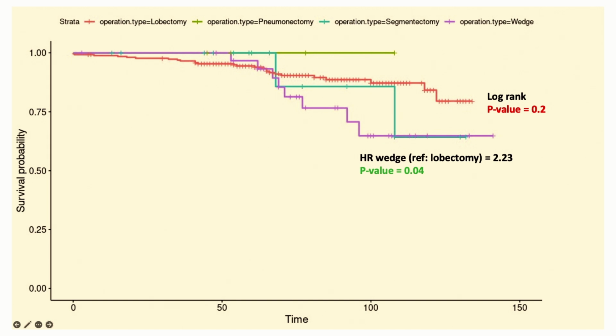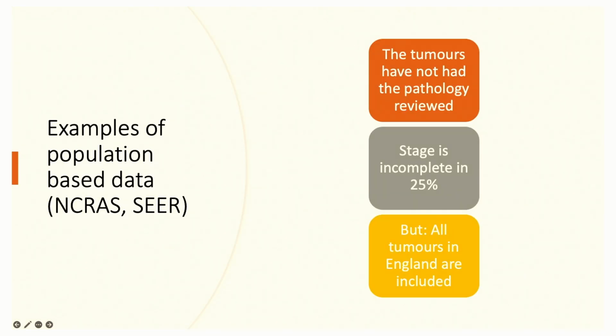So it's just an example. The actual data is not that important. It's an example of a single center series where you've got really accurate data, you know exactly what's happening, but you have to remember it's not necessarily going to be the same in another surgical center. So that's what we have to remember.